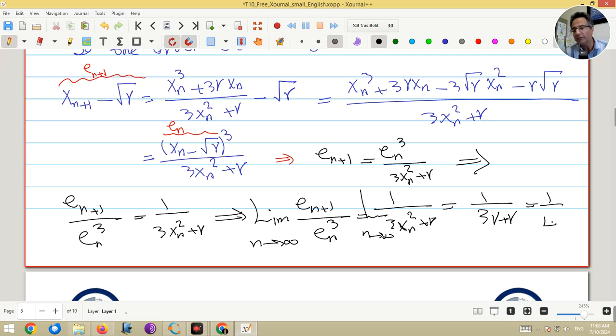It's 1 over 4r. And if you look at the power of e_n, you can find out that the order of convergence is exactly 3, and it in fact completes the proof, and now we know that the order of convergence is 3.